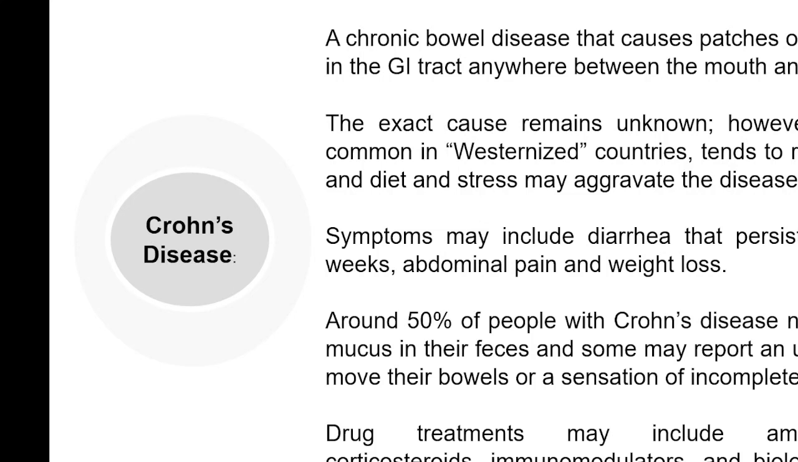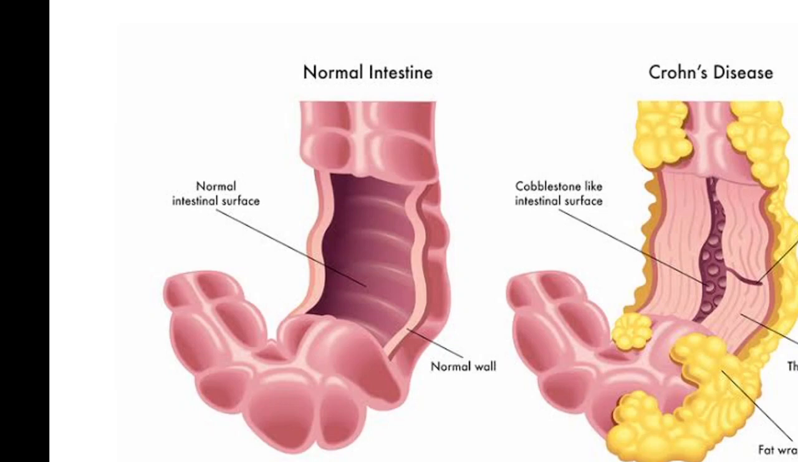Now we have another kind of disease known by the name Crohn's disease. In the case of Crohn's disease, there are patches of inflammation in the gastrointestinal tract anywhere between the mouth and the anus. I will show you the picture. See here, you can see that. This is Crohn's disease. There will be swelling in some areas, or sometimes inflammation.